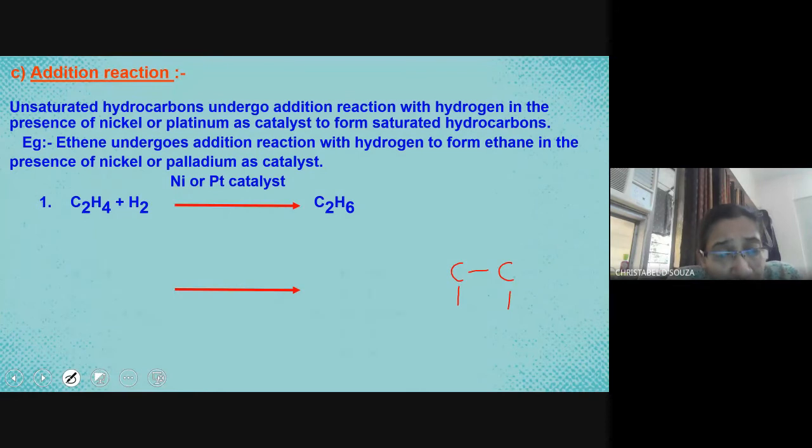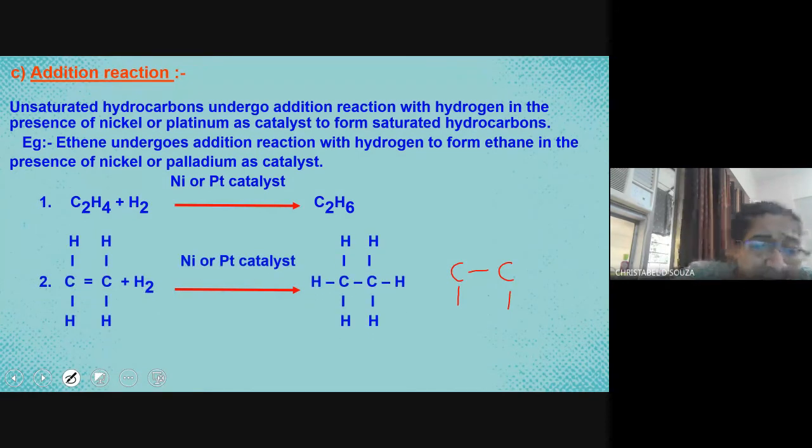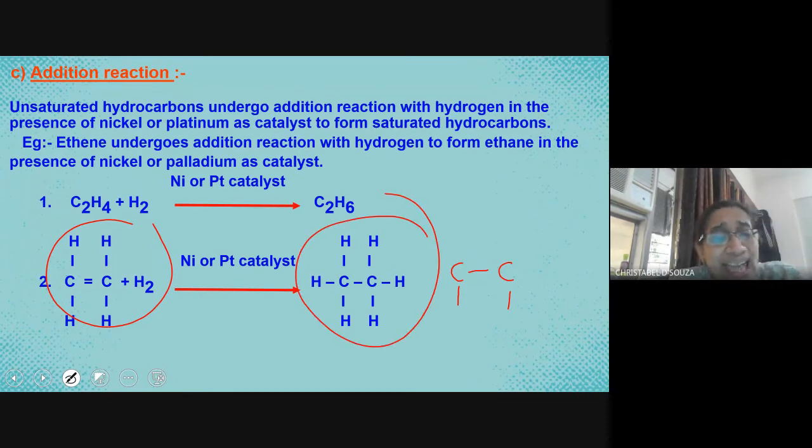Correct. Now next one, see the next one. Look at this. This is the same thing which I have written, correct? I've written it like this, right? It's the same one. I've just split it up and written it. This is my structure, this is my ethene, which gives me ethane in the presence of nickel as a catalyst. It is not a different reaction, it is the same reaction, but I have split it out and written it. Is that clear, boys?